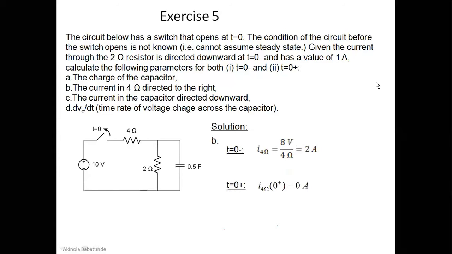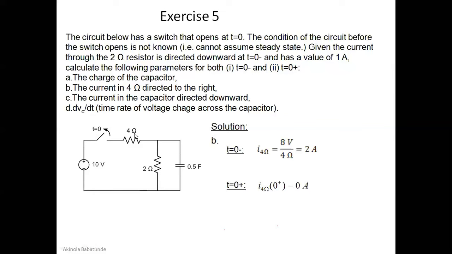So how do we do that? At t equal to 0 minus, don't forget that the circuit below was opened at t equal to 0. So at t equal to 0 minus, the circuit was short, so current was flowing this way. So at t equal to 0 minus, we can find I of 4 ohms. I of 4 ohms will just be equal to V divided by R, applying simple Ohm's law. V equal to IR, I will be equal to V over R.